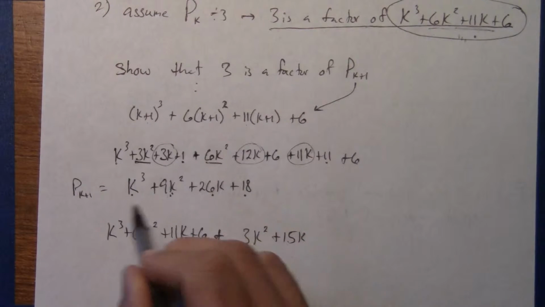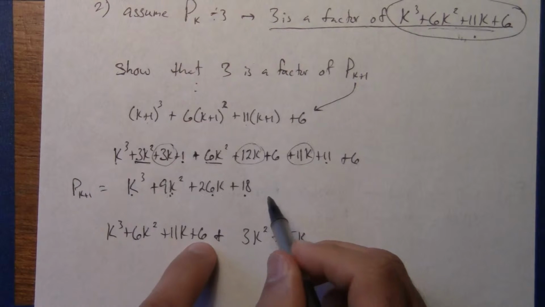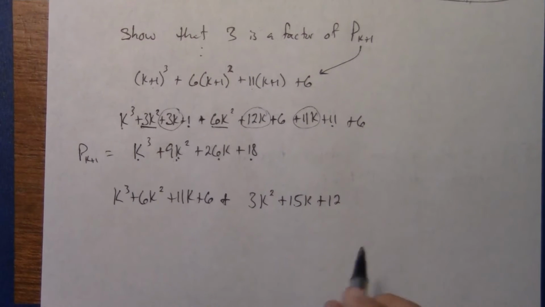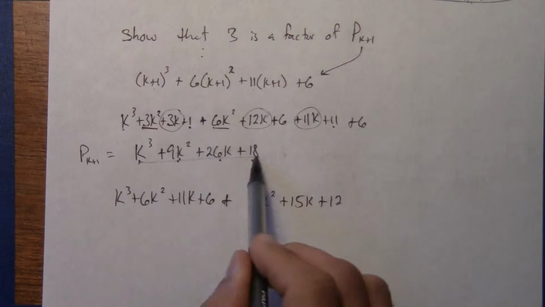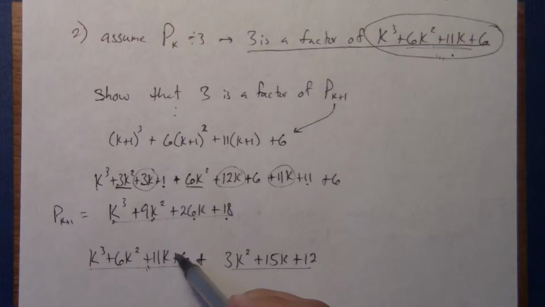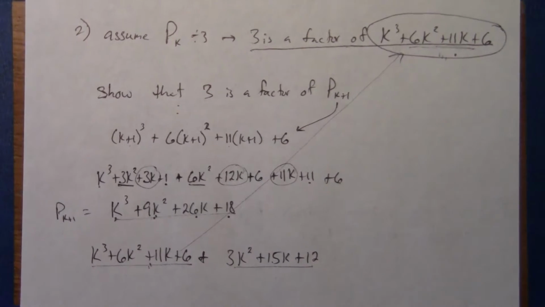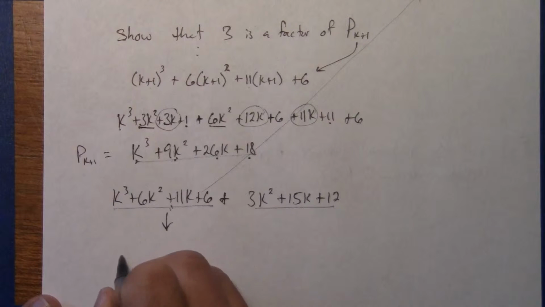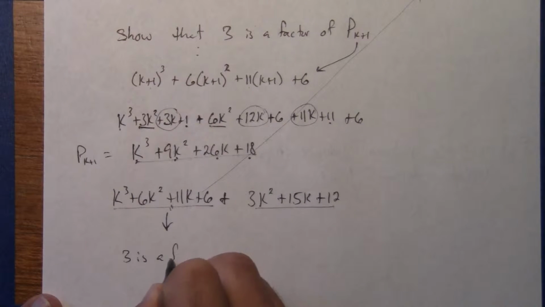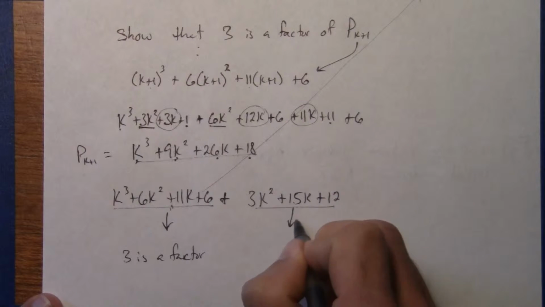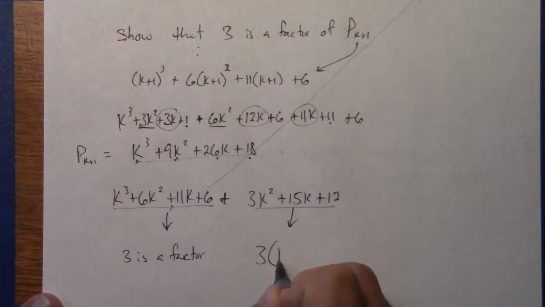And then there's supposed to be 18 in this whole thing, but I only have 6 written down here, so I'm going to add 12. So I basically rewrote this as this plus this. And this, we just got done saying we assumed that that was divisible by 3. So I know that 3 is a factor of this. All I have to do now is show that this is too, and of course if you look at all those, you can factor a 3 out of it.